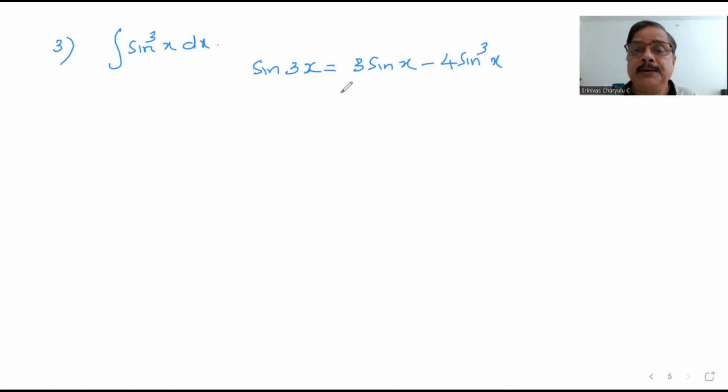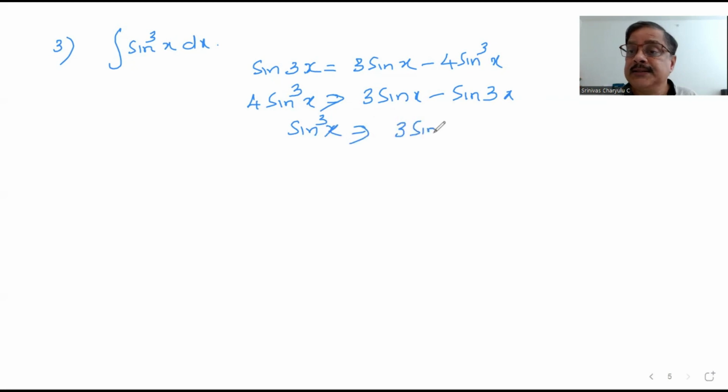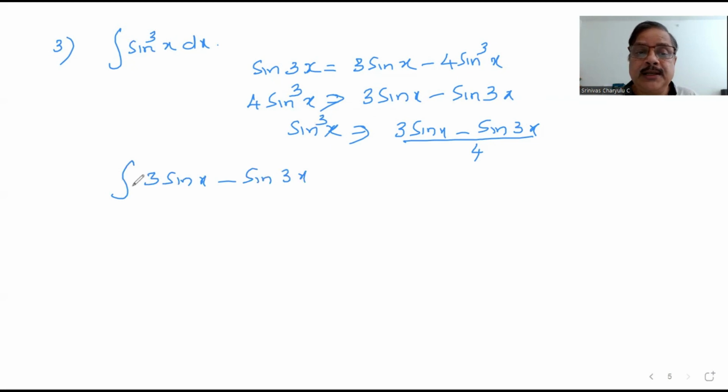This is the formula. So now what you do, this is 4 sin cube x, bring this side, and take sin 3x that side. So 4 sin cube x will become plus, like this. Divide by 4, so sin cube x equals 3 sin x minus sin 3x, whole thing divided by 4. So in the place of sin cube x, this substitution we have to put. We have converted sin cube x like that.